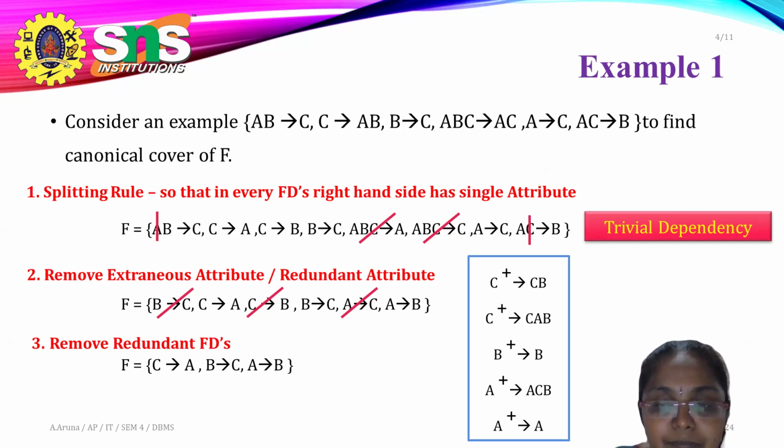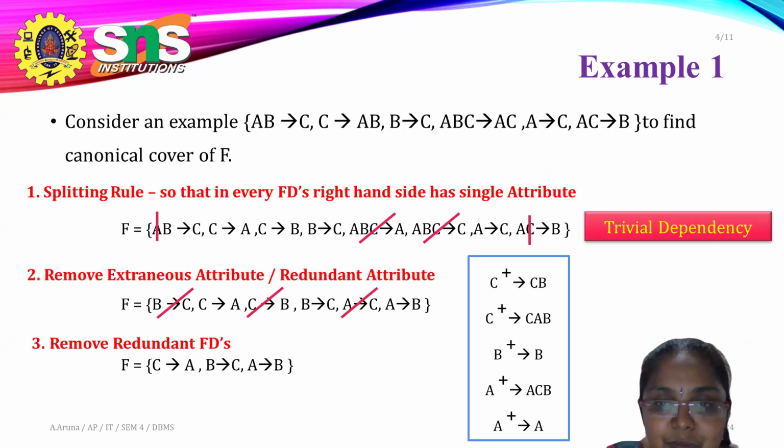For the remaining ones, we have to check whether the left-hand side has any extraneous attribute or not. See here, AB tends to C. Through B itself, I am able to identify C. So why do I have to use AB tends to C? Here, A is my extraneous attribute, because with B itself I can identify C. So I don't want AB itself. This can be called an extraneous attribute. This is one case.